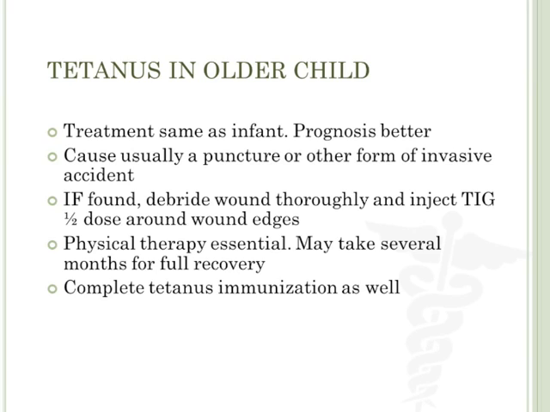As these get better, of course, treatment's the same. You need the phenobarbital, diazepam, and nutritional support. They will need a lot of physical therapy, but you can't do it in the acute phase because it'll just provoke more spasms and more seizures. But once they're over that stage, it may take several months. In fact, it may take as long as a year for them to recover their muscular strength, and they need a lot of physical therapy. And even though they've had tetanus, they're not immune, so they also need complete tetanus immunization to try to prevent them from getting it again.